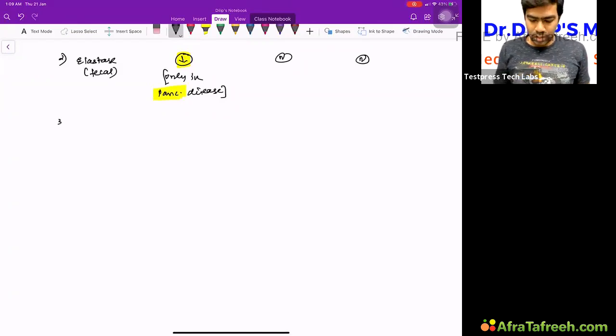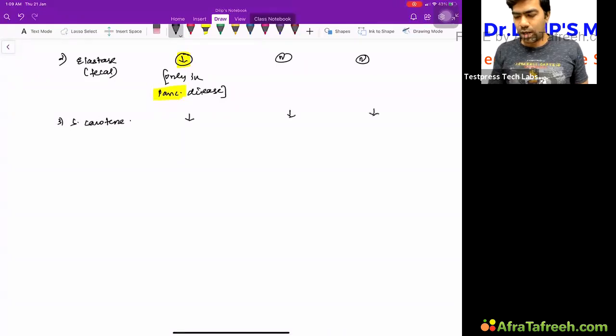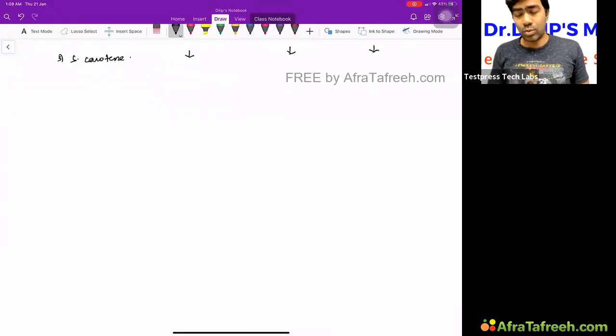That's all. Third is serum carotene. Serum carotene levels. As I told you, because of malabsorption, carotene will not be absorbed. And in all these three situations, serum carotene will be reduced because carotene will not be absorbed if there is a fat malabsorption. And what about serum cholesterol?